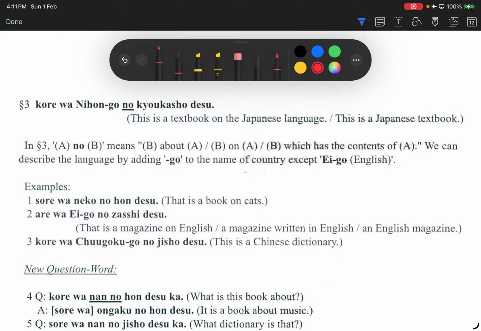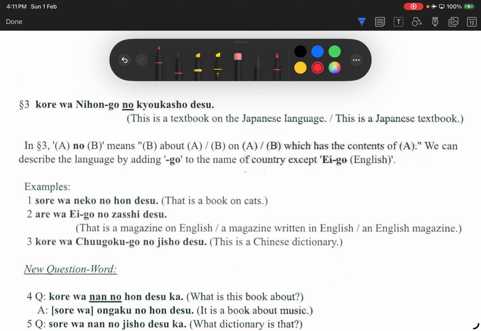No, so there's another meaning for this no. This no can also mean, like in Chinese we say 日本语的书, right? 日本语的书 there can be two meanings. One meaning is the book is written in Japanese. The other meaning is the book is written about Japanese. So it's a book written about the Japanese language, or it can be a book written in Japanese language. Right? So in Japanese, same thing.